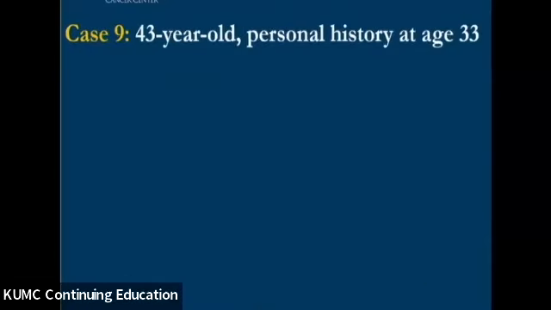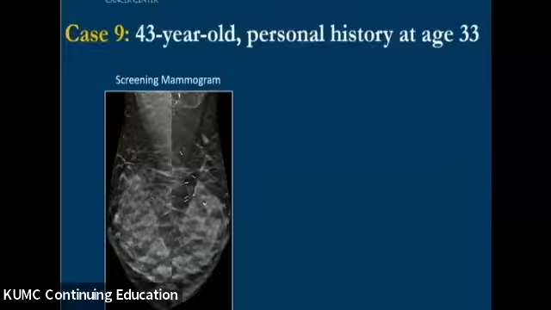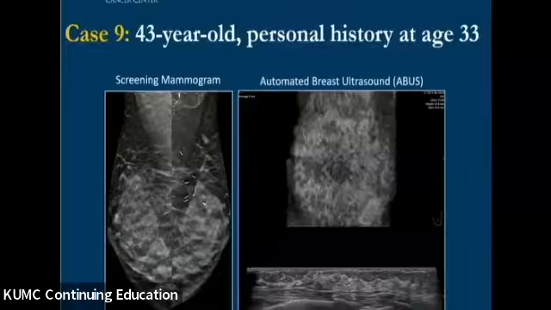All right, a couple more cases here. This patient is a 43-year-old, and she has a personal history of breast cancer at age 33. She was undergoing routine screening, and she was also undergoing automated breast ultrasound. I tend to see this quite a bit. I feel like these patients who had a personal history of a premenopausal breast cancer are getting supplemental screening, which is great, but they aren't doing what's the most appropriate for them.